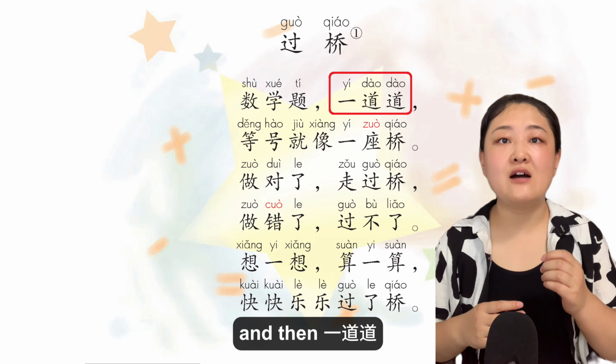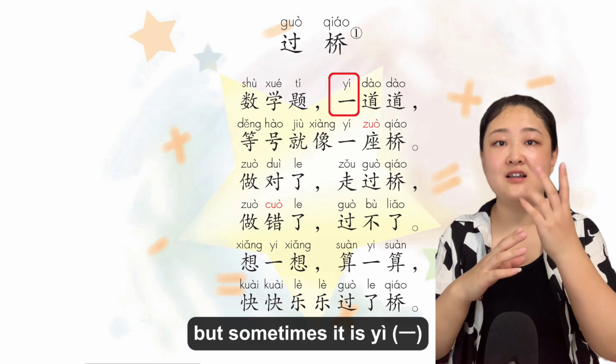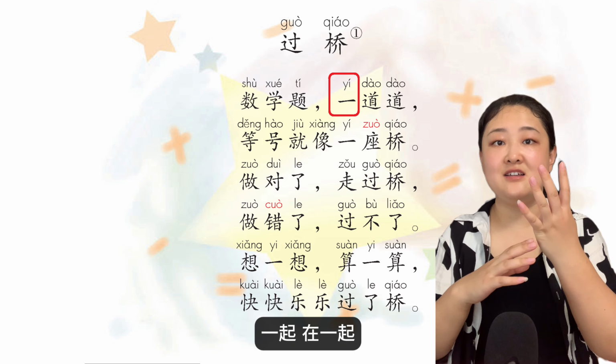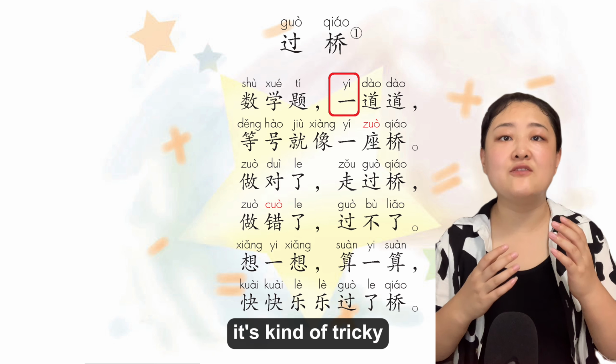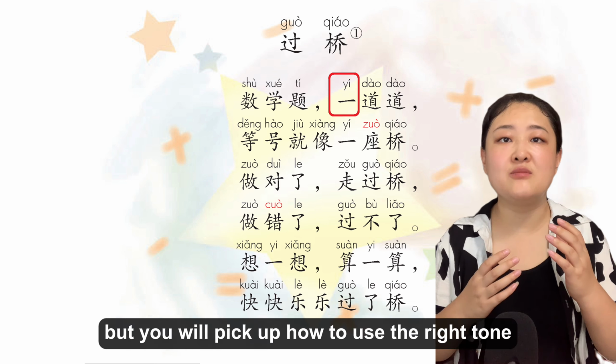一道道. And also you might have noticed the tone of this character 一, which means one, as in 一二三四. And sometimes it is read with a different tone, as in 一道道, or 一起, 在一起. It's kind of tricky, but you will pick up how to use the right tone as you go along.